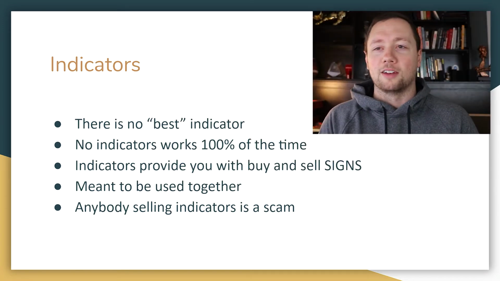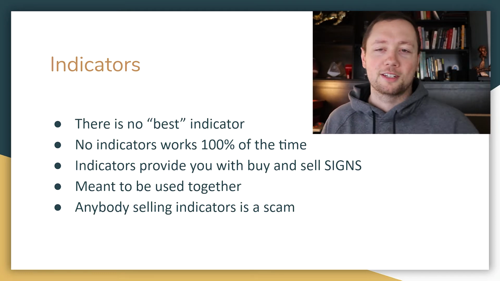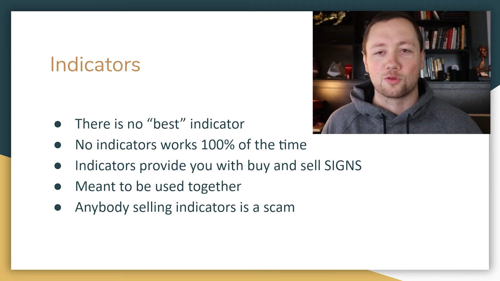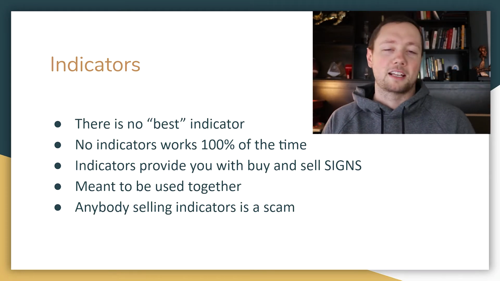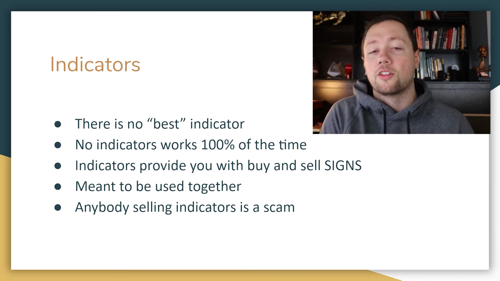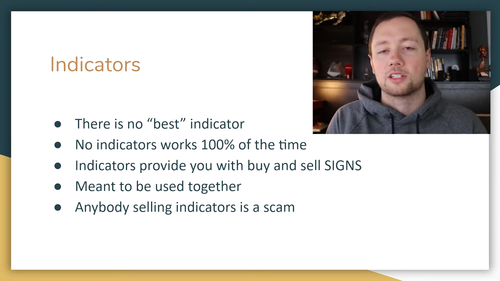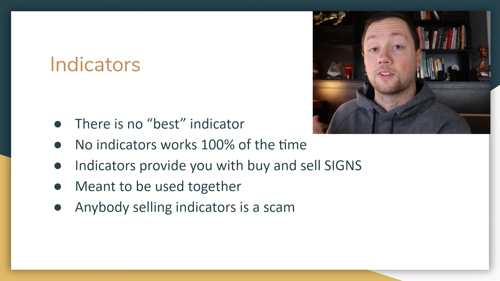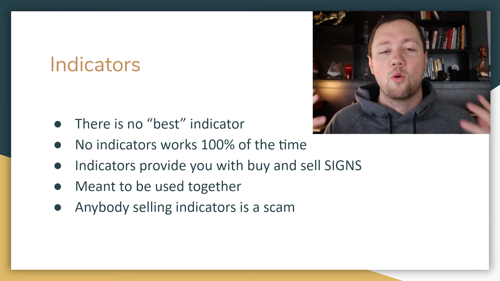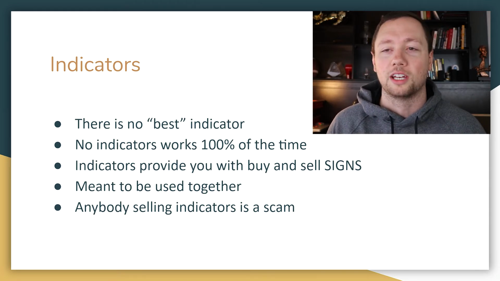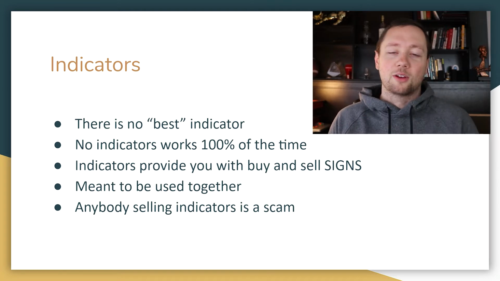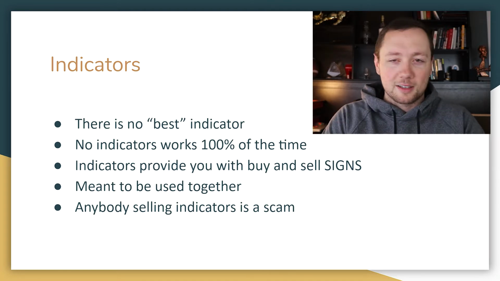All right, so indicators. There is no best indicator. There is no ultimate indicator that's always right, that's going to give you the best return or maximize profits on a specific stock. There are some indicators that work better in specific industries or with specific companies. However, there is no one that is the golden ticket or the golden answer here. There is no indicator that works 100% of the time. It doesn't matter what it says.